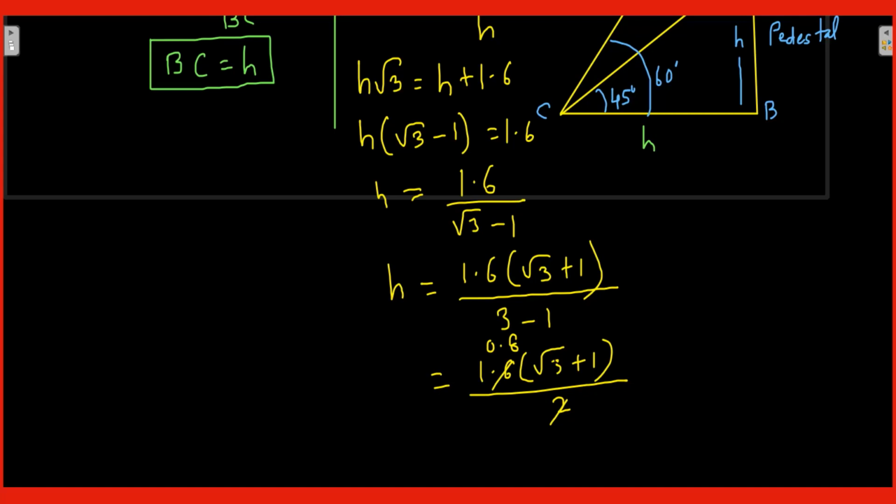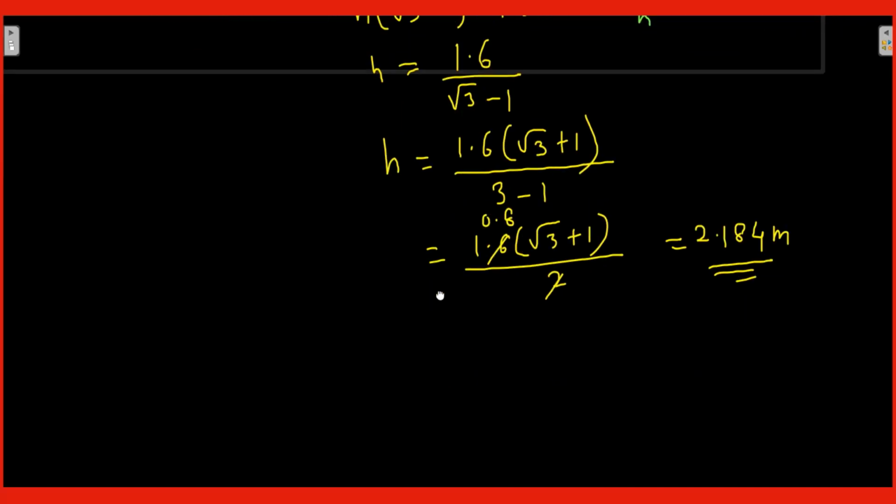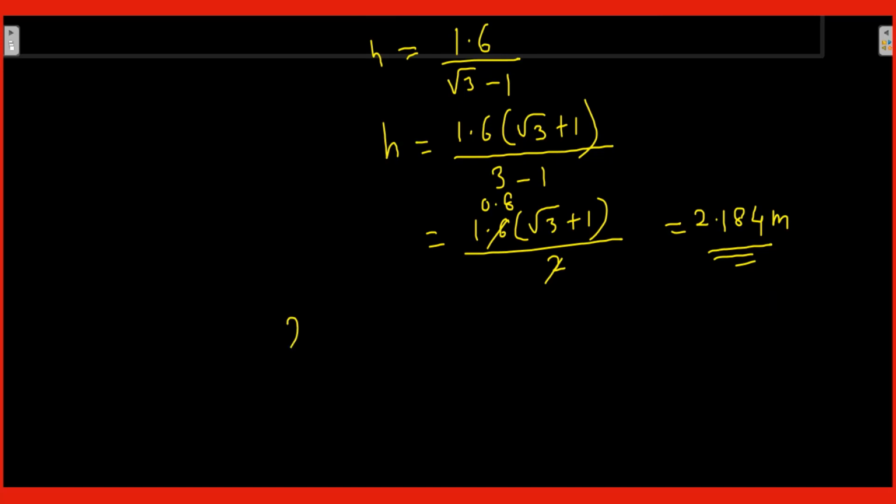Put the value of root 3 as 1.73 and solve this further, and you will get it as 2.184 meter. Put the value of root 3 as 1.73 and multiply by 0.8, then you will get it as 2.184 meter, and therefore write the answer at the end that the height of the pedestal is equal to 2.184 meter. Now let us move to the next question.